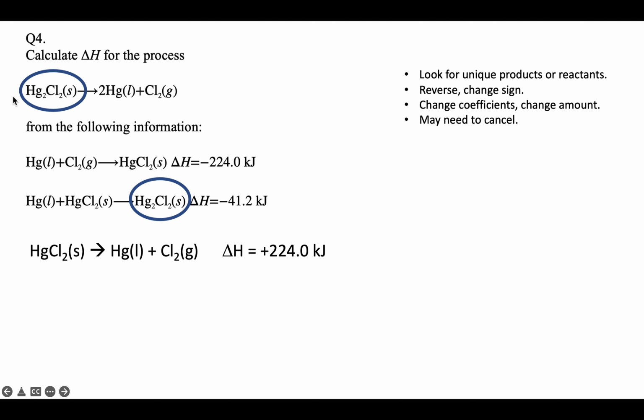Here's another unique feature. Hg2CO2, I want to have as a reactant. I only see that listed once here as a product. But if I reverse that reaction, I'll reverse the entire thing. It will put it over there as 1 mole on the reactant side, which is exactly what I want. If I reverse it, I change the sign.